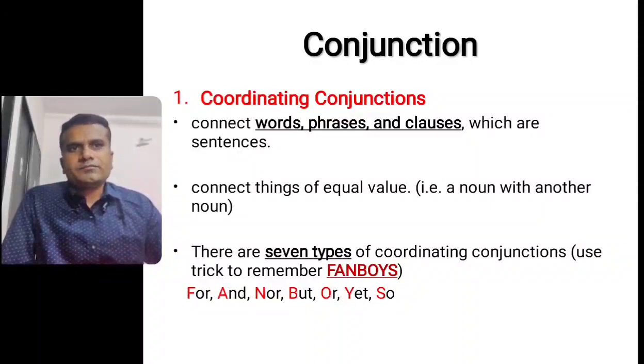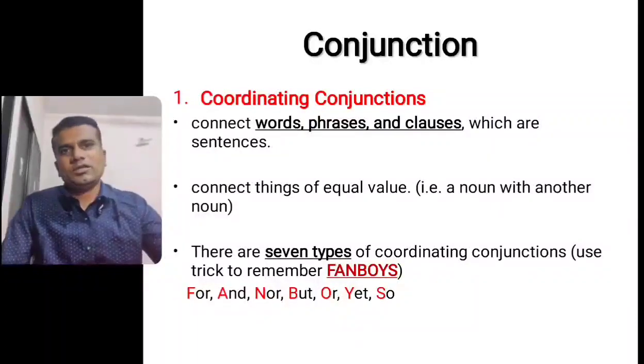You can use a trick to remember these conjunctions. There is one trick, FANBOYS. If you see the first letter of each conjunction, out of these first letters the word FANBOYS is created, and it is just a trick to remember the coordinating conjunctions. F for for, A for and, N for nor, B for but, O for or, Y for yet, and finally S for so. These are the coordinating conjunctions.